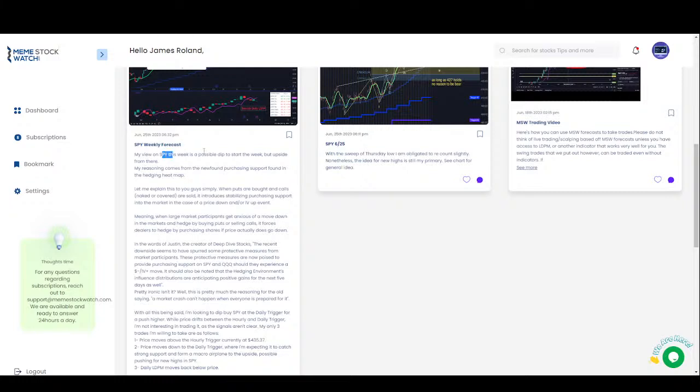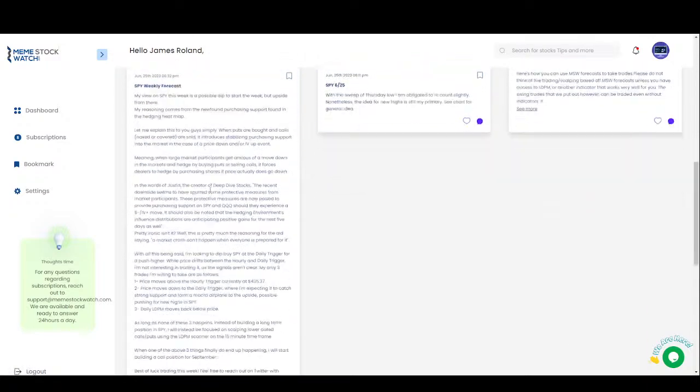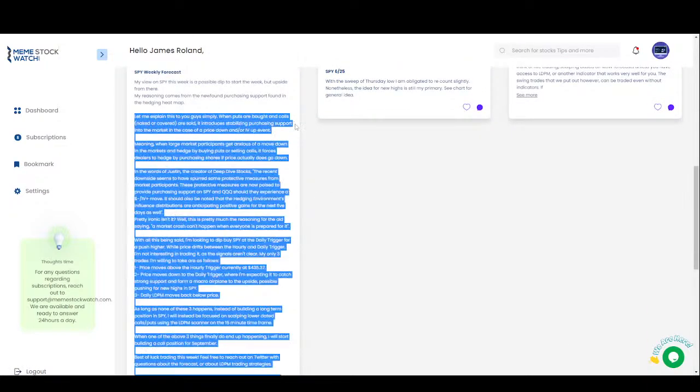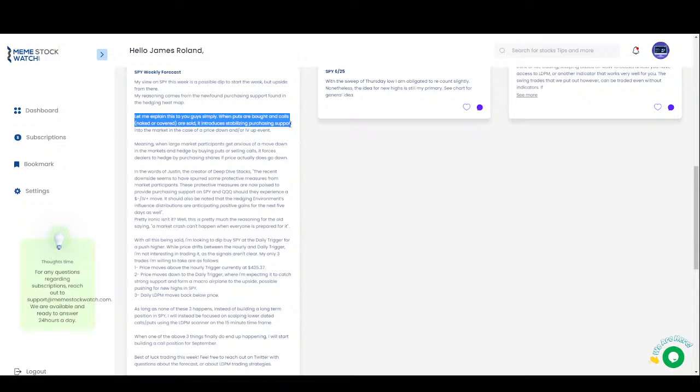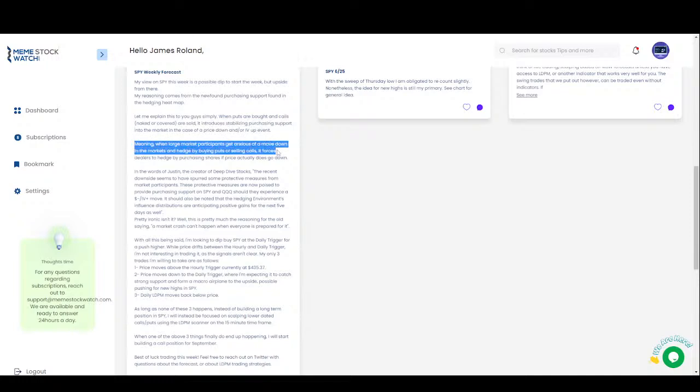Yeah, so my view on SPY this week is a possible dip to start the week, but upside from there. My reasoning comes from the newfound purchasing support found in the hedging heat map. So now you guys are all about to learn something. Let me explain to you guys this simply. When puts are bought and calls, naked or covered, are sold, meaning as a market hedge, it introduces stabilizing purchasing support into the market in the case of price down or IV up. That's right. Meaning, when large market participants get anxious of a move down in the markets and hedge by either buying puts or selling calls, it forces dealers to hedge by purchasing shares if price actually does go down.